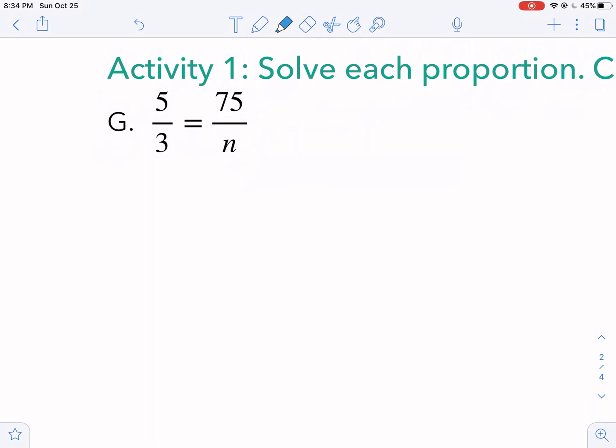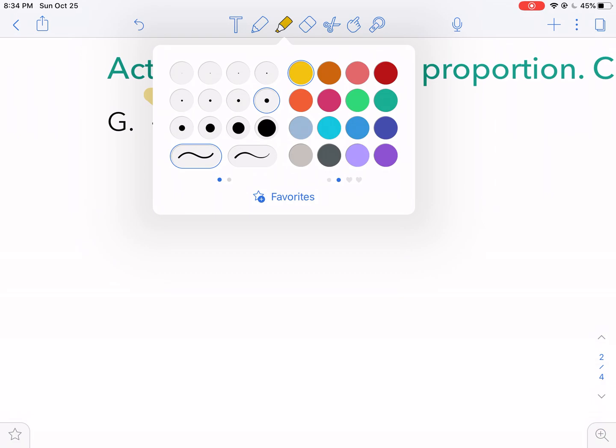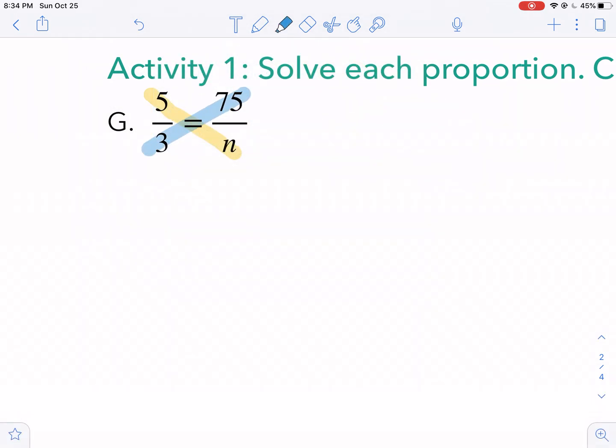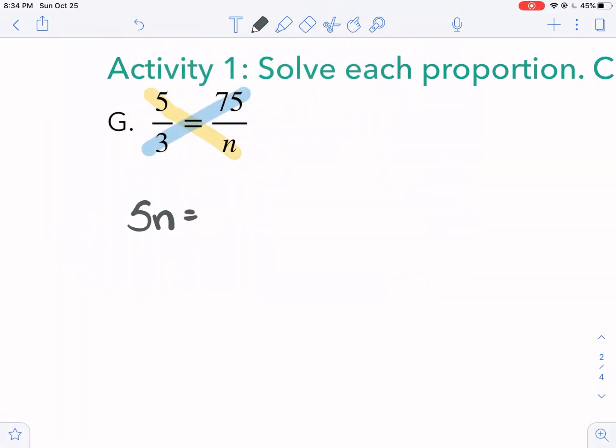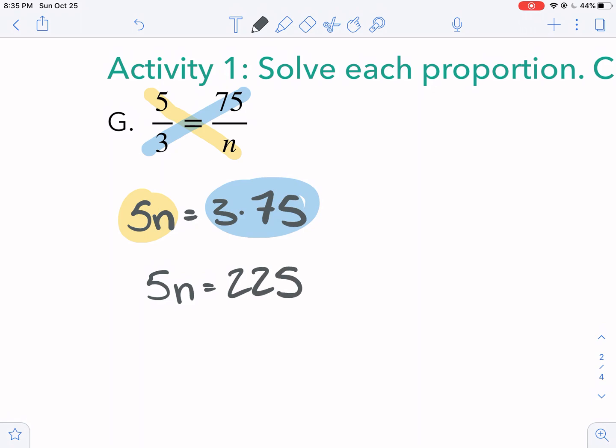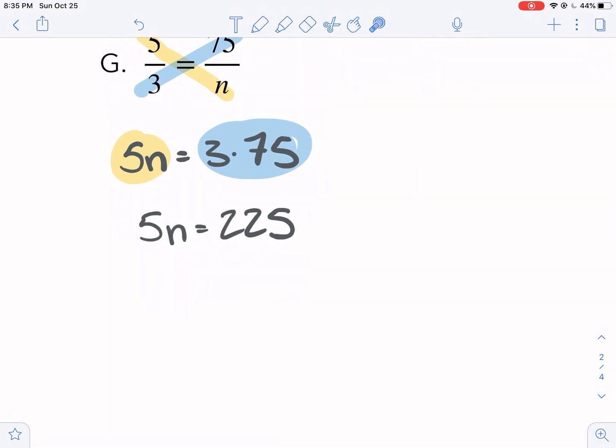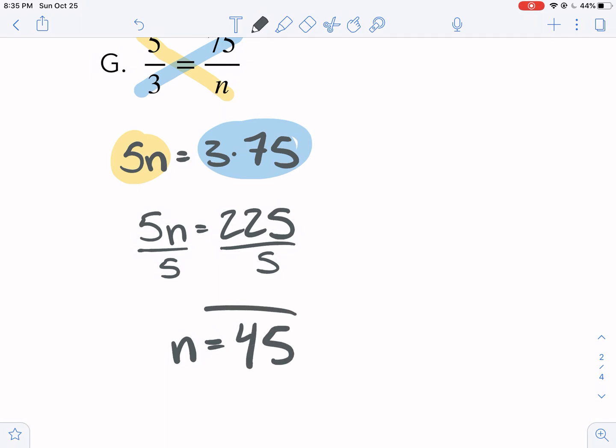So that's exactly what we're going to do. We're going to multiply 5 times n equals 3 times 75. Oh, I'm sorry. I forgot to write that down. Okay. 5 times n equals 3 times 75 because we multiplied across the equals sign. And now we have this wonderful equation. We have 5n equals 225. All we have to do is solve for our n variable. So we divide both sides by 5 to get n all by itself, and that gives us 45.